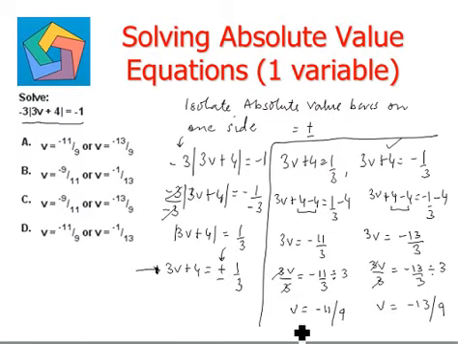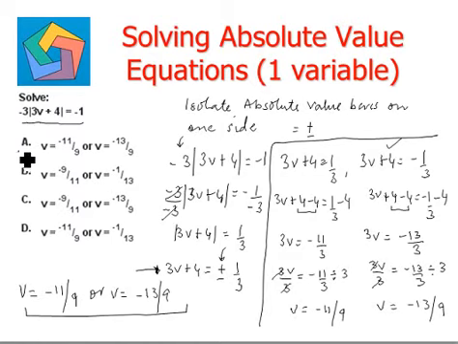So we've got two values for v. v equals negative 11/9 or v equals negative 13/9. This is our final answer and can be seen in option A. Let's try the next question.